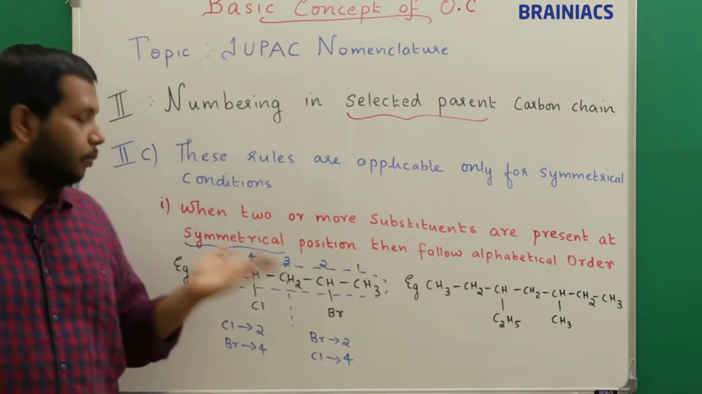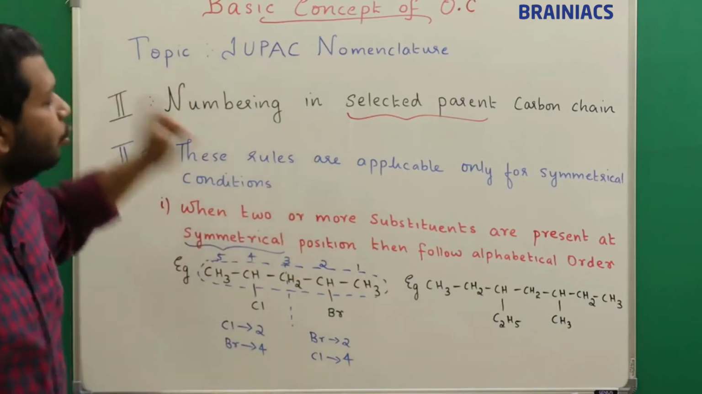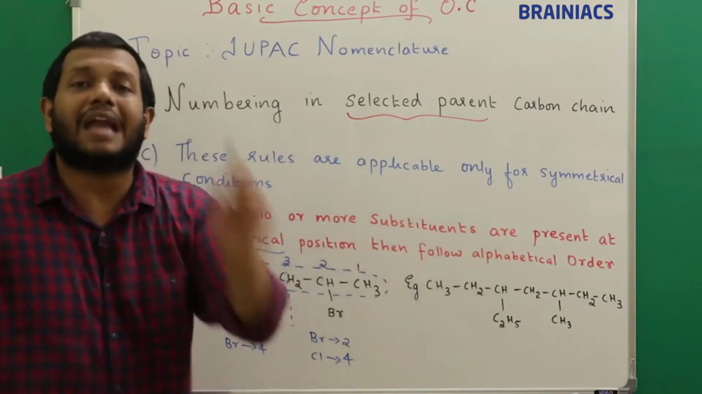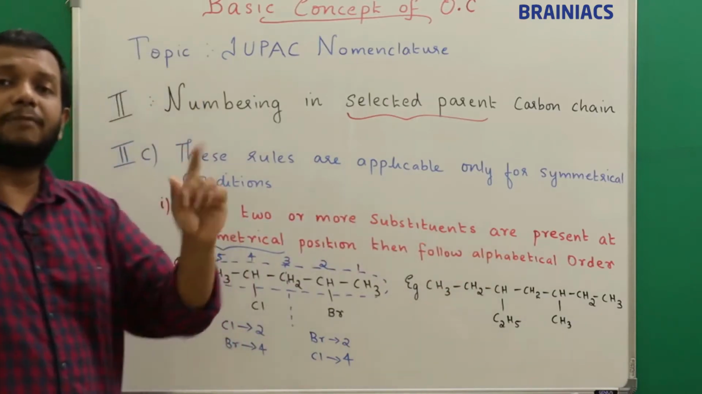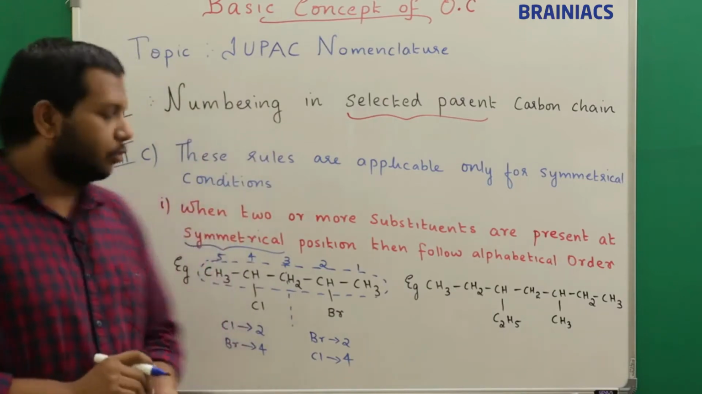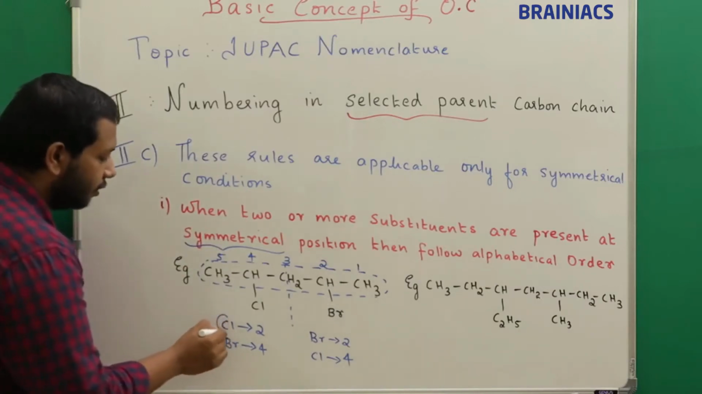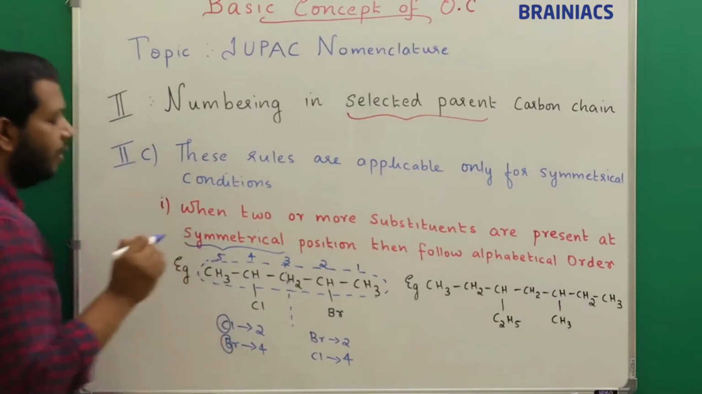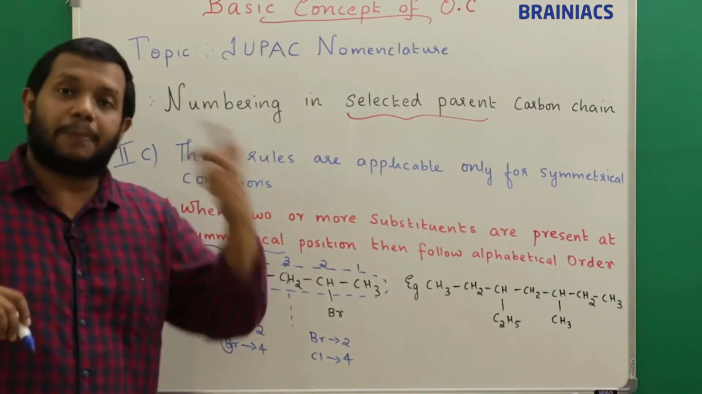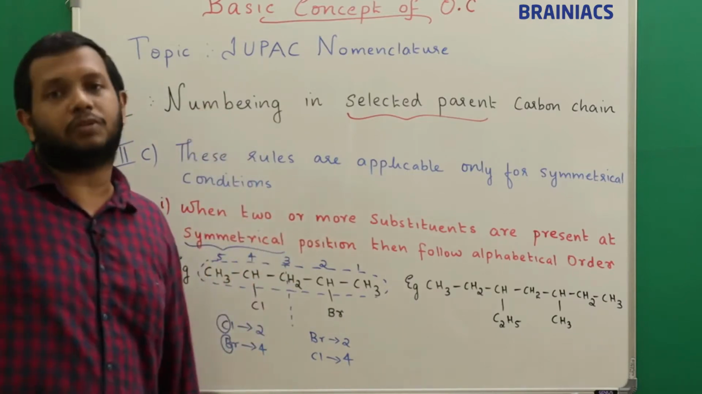Now we should know who should be given priority, chlorine or bromine. In that condition, you should give priority by considering alphabetical order. Whoever comes first in the alphabet should get the lowest possible number. So tell me, chlorine or bromine, which will come first alphabetically? We take the first letter, here it is C, here it is B. We know that B comes first, then C. So bromine should get the high priority. Bromine getting high priority means what actually? It should get the lowest possible number.